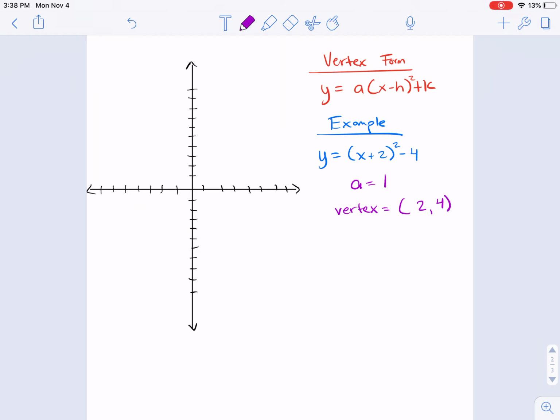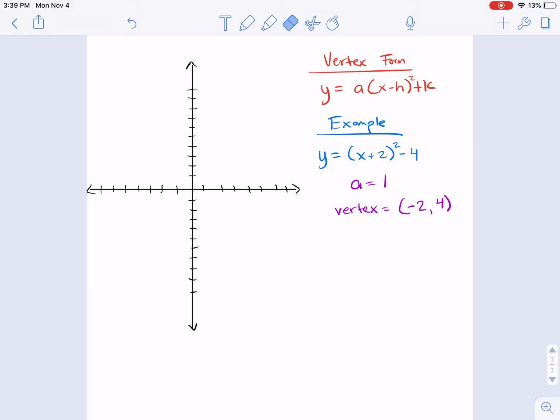Notice in the normal form of vertex form up here that the h is being subtracted. I teach my students, when you see this, think the opposite of h. So when I look at the actual example, it's plus 2. What's the opposite of plus 2? That would be minus 2. And that is the h value, the true h value.